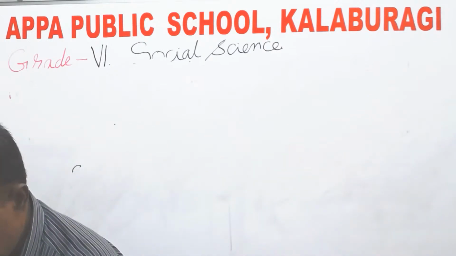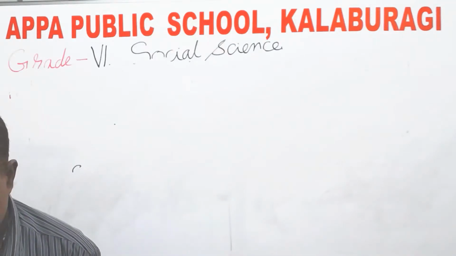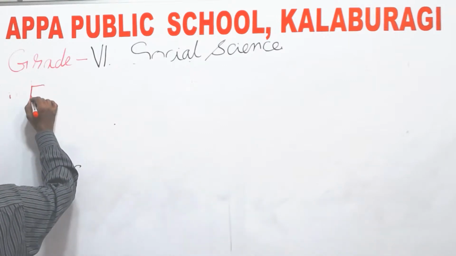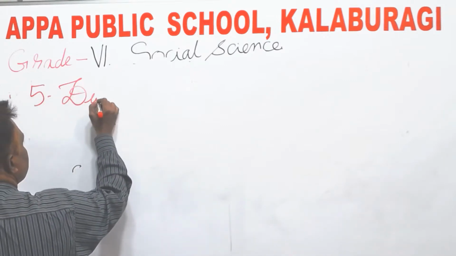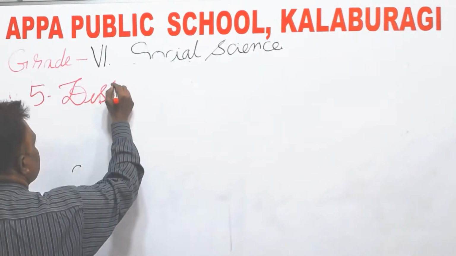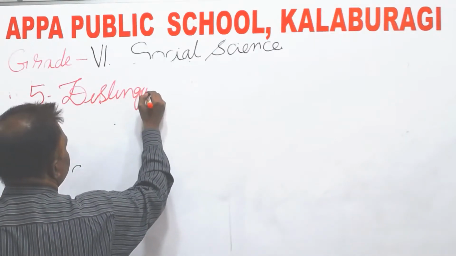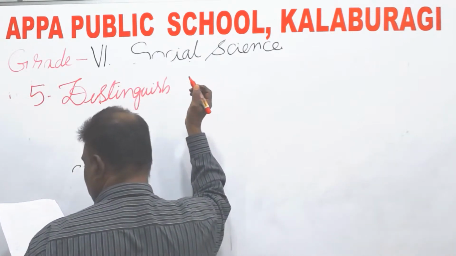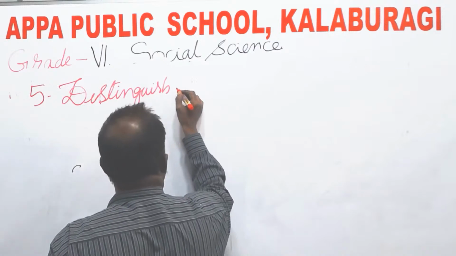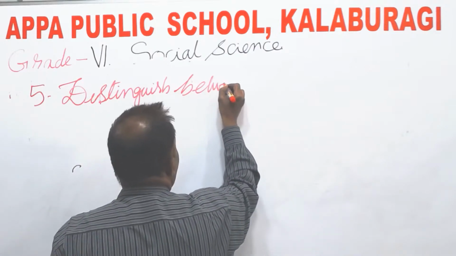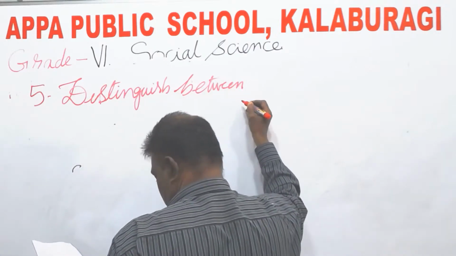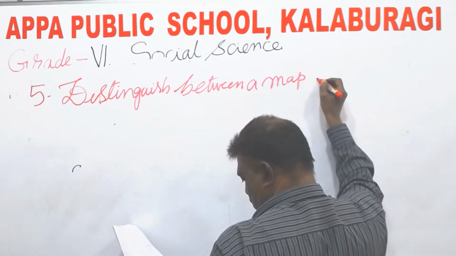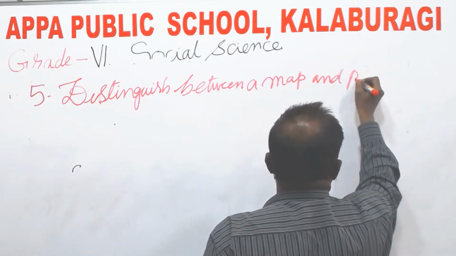Next one is question number 5. Distinguish between a map and a plan. How are we going to distinguish?